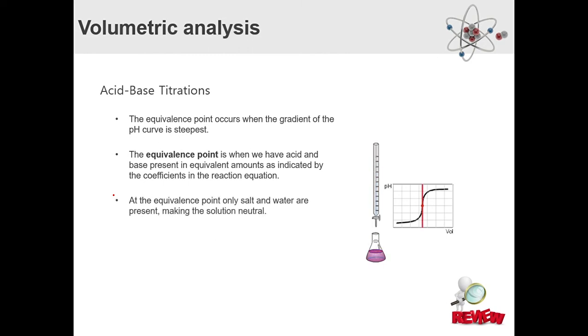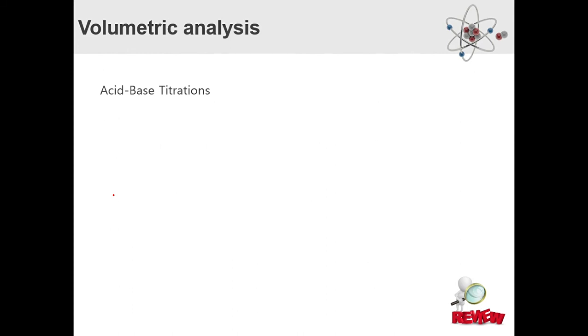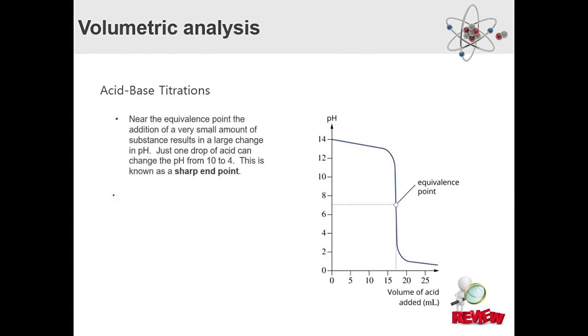And it makes it neutral. The whole process is called a titration. Now, near the equivalence point, the addition of a very small amount of substance results in a large change of pH. Just one drop of acid can change the pH from 10 to 4. This is known as a sharp endpoint.